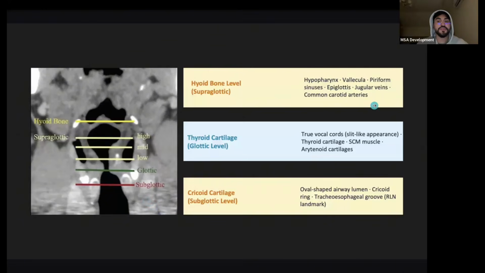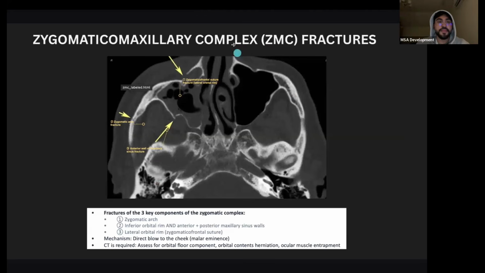You can also see the sternocleidomastoid muscle. Okay, like the zygomaticomaxillary complex fractures. So when you have a fracture that involves the maxilla and the zygomatic arch, it's called the zygomaticomaxillary complex fracture.